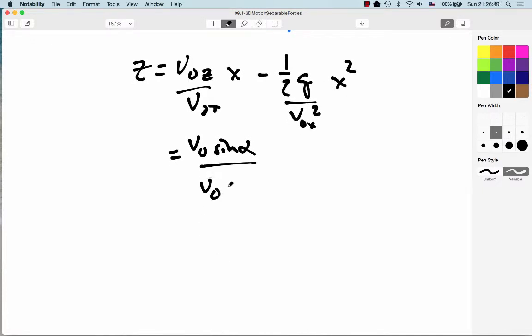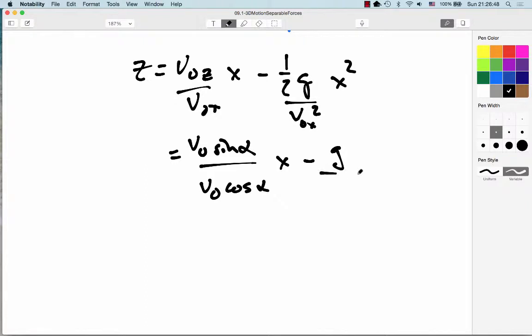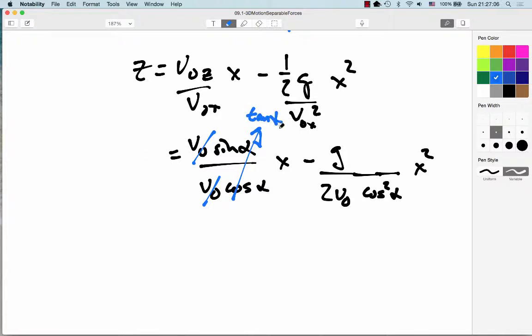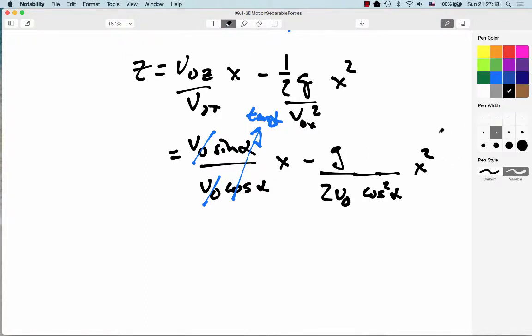V naught x would be v naught cos alpha times x minus g over 2 v naught cosine squared alpha x squared. All right, well, if we look here, the v naughts cancel, and sine alpha cosine alpha becomes tan alpha. And that's about as much as we can clean it up, but it's good enough for us to recognize, since it's quadratic in x, that we're staring at the equation of a parabola.